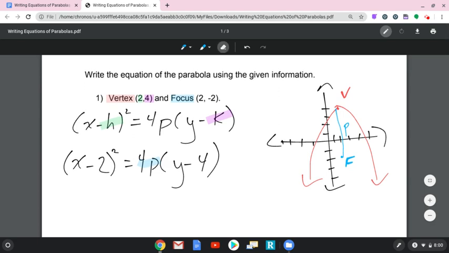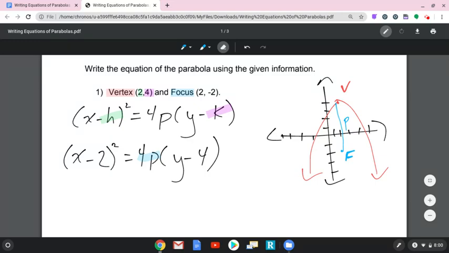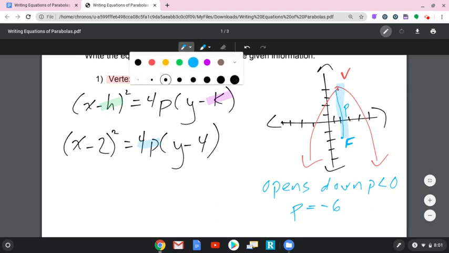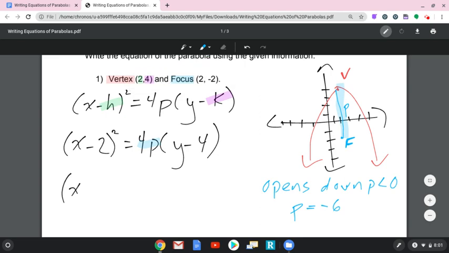So let me write this below. Since it opens down, p must be less than 0. And if I look at the length of p there, I know it's going to have to be that magic distance right here, which is 6. So if it's negative and it's 6, p has to be negative 6. So I count down that magic distance, and p is negative 6. When I input that in, my final answer should be (x - 2)^2 = -6 times 4, which is -24, (y - 4).